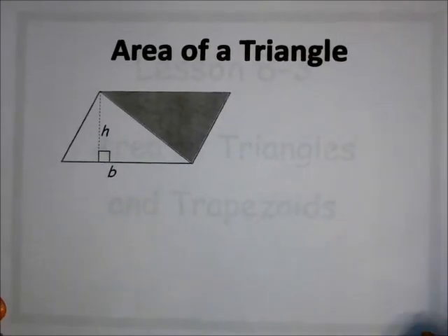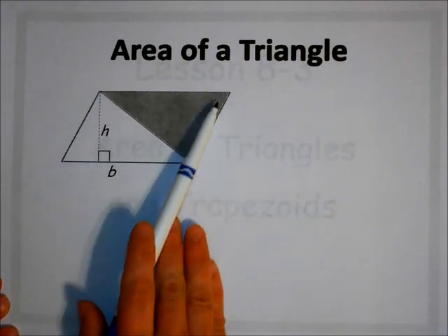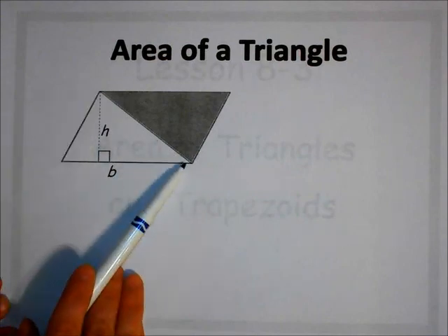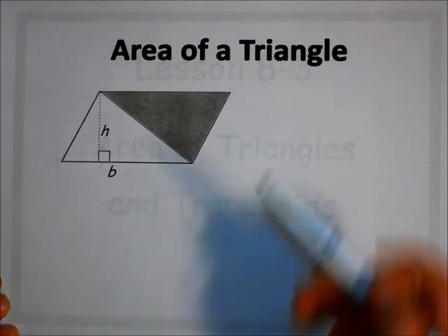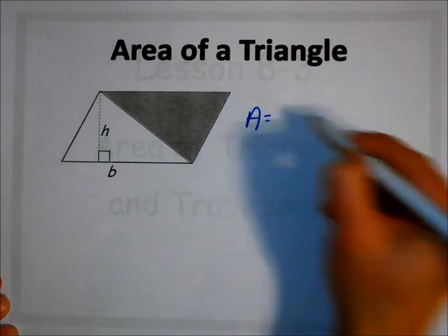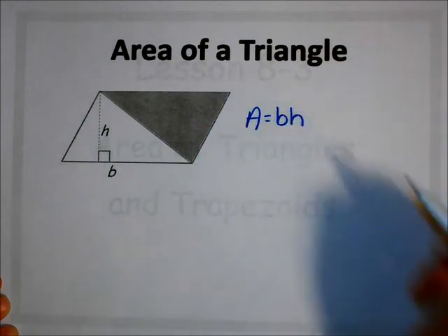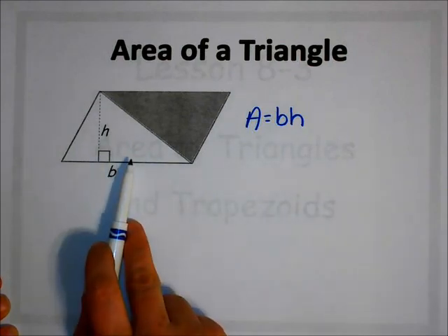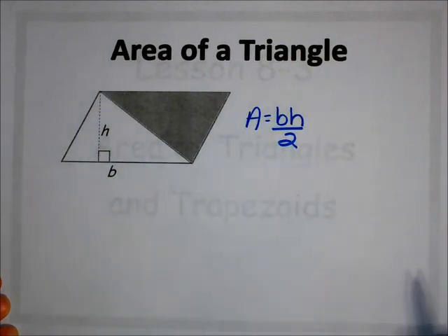So let's start with the triangle. Notice here's what I have drawn. I have drawn a parallelogram, and in order to get a triangle, I divided it in half. So half of a parallelogram is a triangle. We learned in class that the formula for area of a parallelogram is base times height. But since a triangle is only half of a parallelogram, I have to divide it by 2.